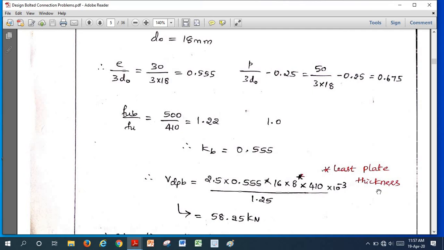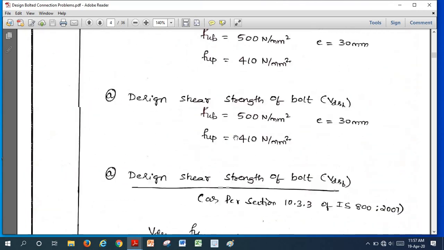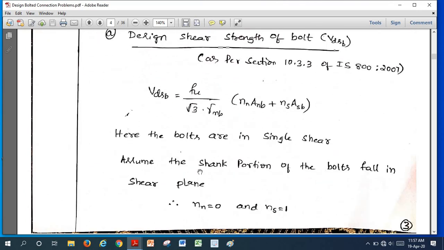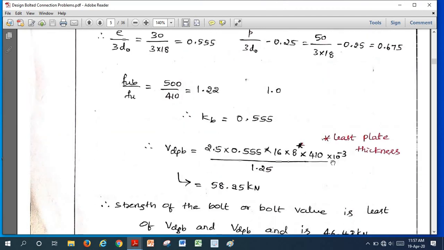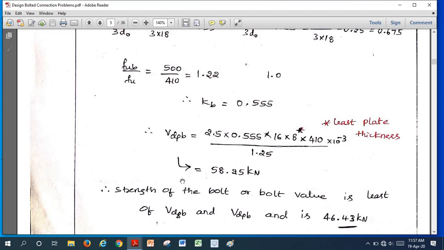For t, in the last problem, since they connected the same plate thickness, we took either one of the plate thicknesses. Here we have different plate thicknesses, so we should calculate the bearing value for the least plate thickness. Since we are connecting 8 mm and 10 mm plates, we should take 8, into 410, the ultimate strength of the plate, into 10 power minus 3 to get the answer in kilonewton, divided by gamma m, that is 1.25. 58.25 kilonewton is the bearing strength of the bolt.